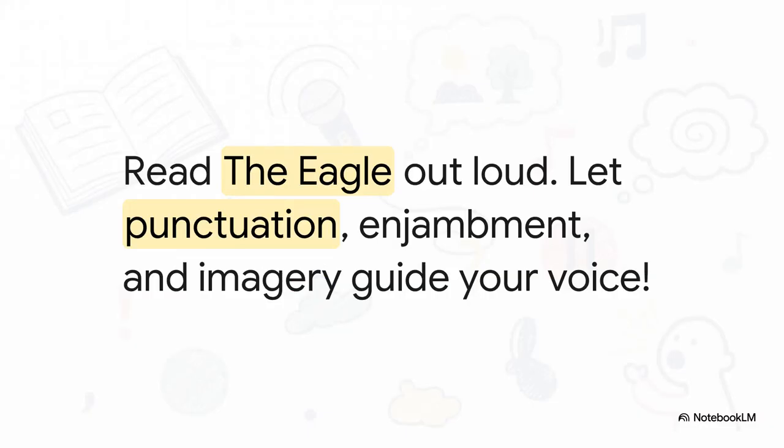And now for your transfer task. Here's an authorized stanza from the famous poem The Eagle by Lord Alfred Tennyson. Your mission is to read this stanza out loud to yourself right now. Look at the punctuation. Look at the enjambment. Look at the powerful imagery like crooked hands and azure world. As you read, ask yourself, how does my new understanding of punctuation and imagery change the power of my own voice? Remember, don't let the edge of the page dictate your flow, let the meaning guide you.